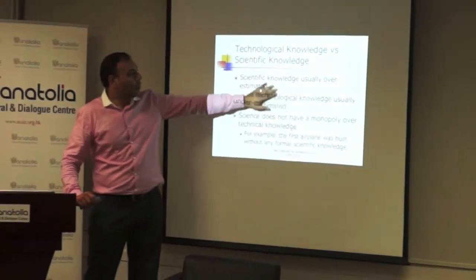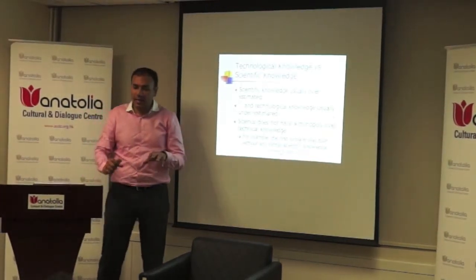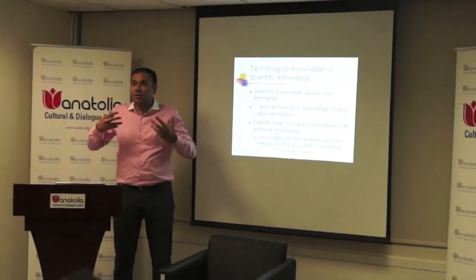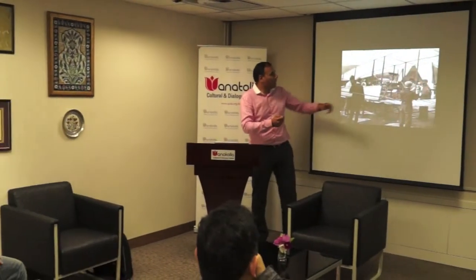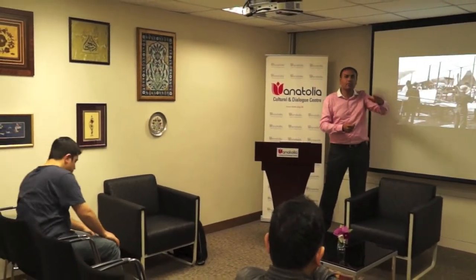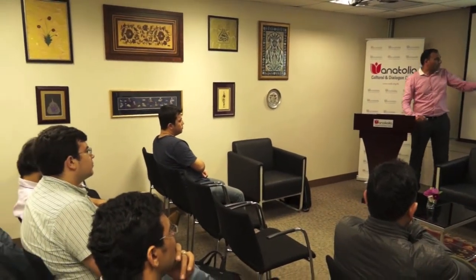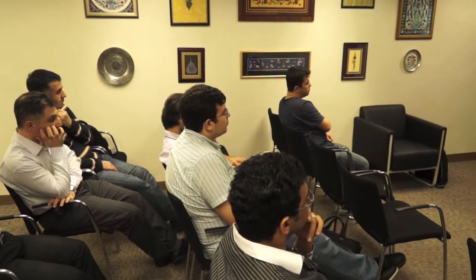For example, the first airplane was built by the Wright brothers without any science. They had a garage, they were making motorcycles in the garage, and they had this passion to make an airplane. They started to tinker and they started to experiment. They created different types of planes. Many of them didn't fly, but finally they created a plane that flew. And that was without any laws of physics, without any laws of aerodynamics; many of these laws were created after the first airplane was created. This illustrates that science does not have a monopoly over technical knowledge.